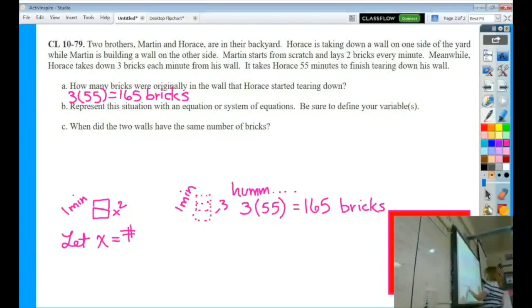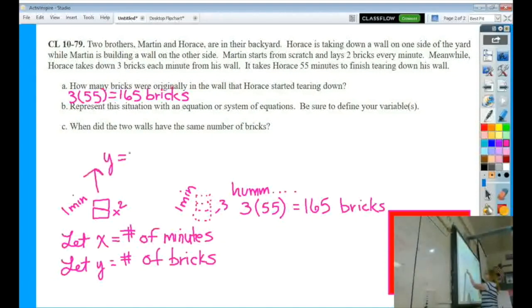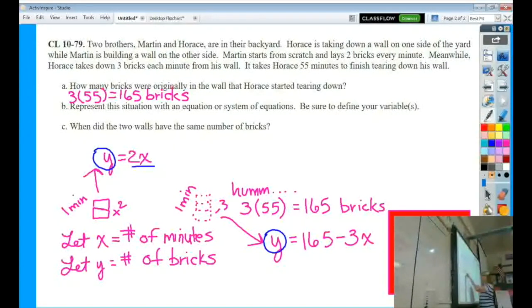Now for the next part, I'm going to have to define my variables. So I'm going to let x equal the number of minutes, and I'm going to let y equal the number of bricks. And I need that to write my equation. Always define your variables. So here we go. For the first one, I get y equals 2x. And for the second one, I get y equals 165 minus 3x. And I'm supposed to use this as a system of equations.